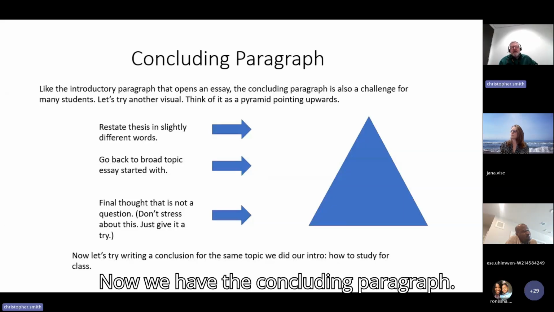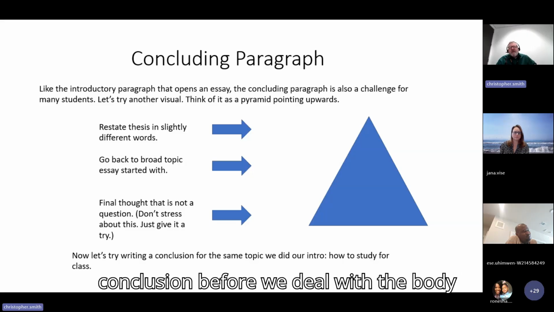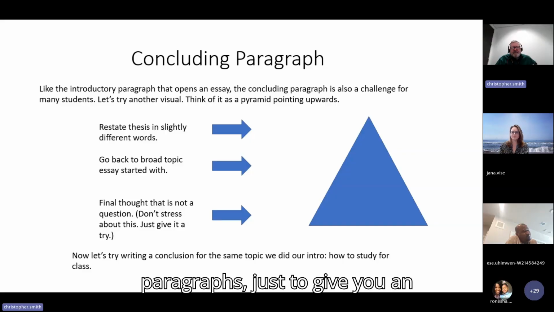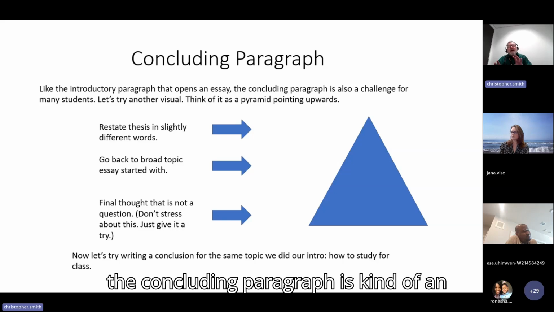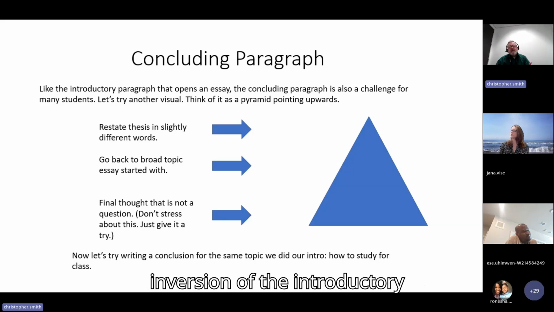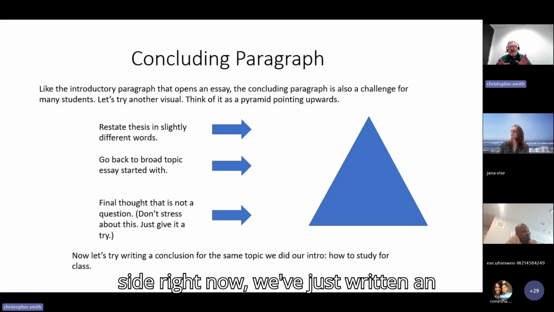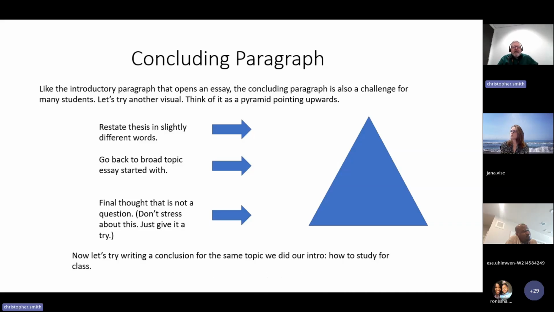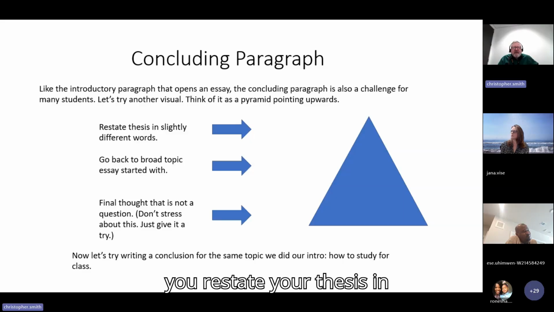Now we have the concluding paragraph. And I'm dealing with the introduction and conclusion before we deal with the body paragraphs, just to give you an overall sense, because the concluding paragraph is kind of an inversion of the introductory paragraph. And so taking them side by side right now, when we've just written an introductory paragraph is helpful. So what you do in a concluding paragraph is you restate your thesis in slightly different words.